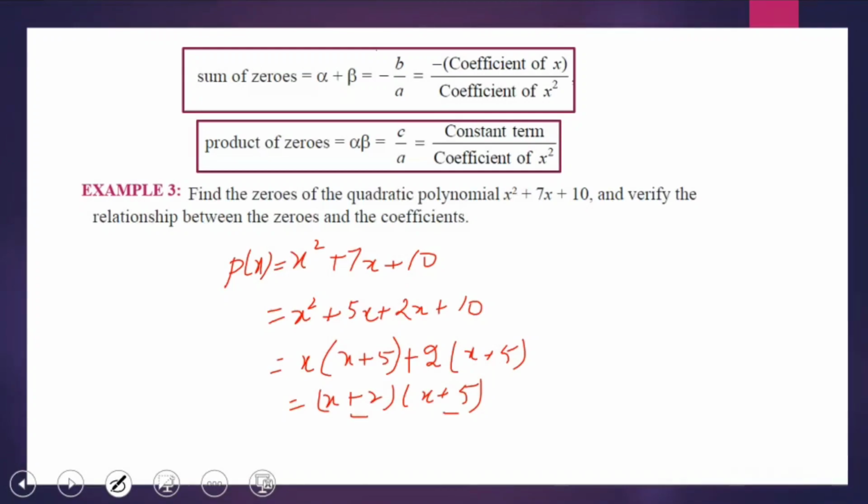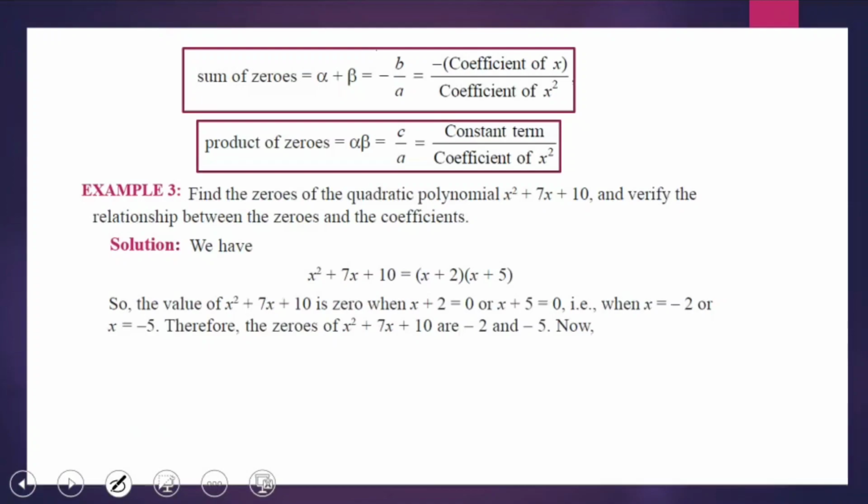If I am factorizing a polynomial in the form of x plus a into x plus b, then the zeros are minus a and minus b. So I get the zeros as minus 2 and minus 5 here. Now, the zeros have come out to be minus 2 and minus 5. I showed you how. Let us find the sum of the zeros. What is the sum of the zeros? The sum of the zeros is minus 2 plus minus 5, which comes out to be minus 7.